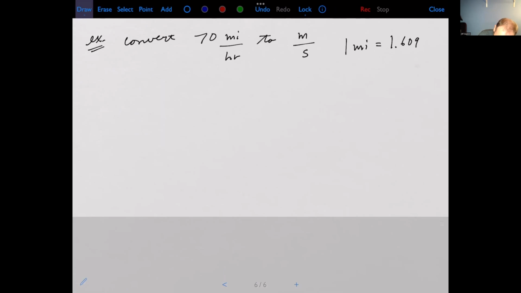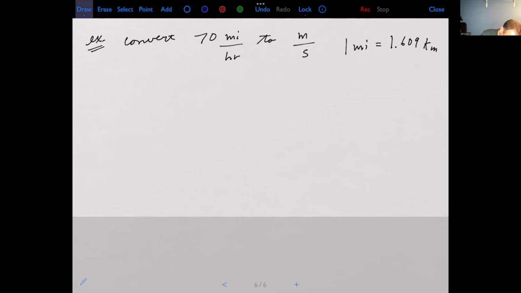Let's say I want to convert, I'm going to do a velocity now. So 70 miles per hour. I want to convert that to meters per second. And let's say I'm told that 1 mile is equal to 1.609 kilometers. So 1 mile is 1.609 kilometers, and I want to convert from miles per hour to meters per second.